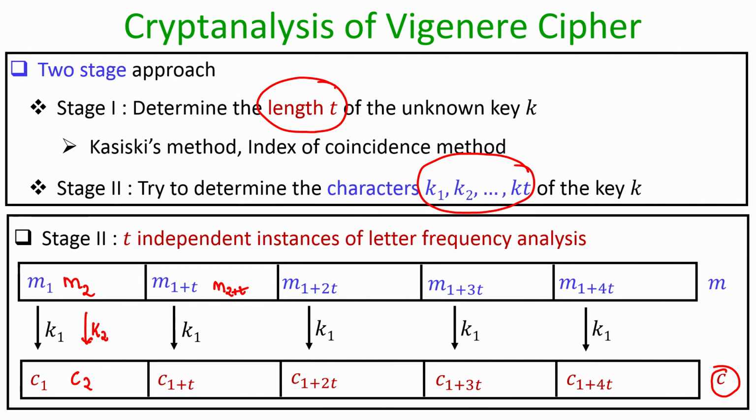That means, from the viewpoint of the attacker, it can just separate out and form t independent streams of ciphertext characters, and then perform a frequency analysis on each of these independent streams. If we assume that the plaintext and the corresponding ciphertext are sufficiently long, then by performing frequency analysis on these t independent streams, the adversary could easily recover the unknown characters of the key, and hence the complete key. So, that is an interesting method to do the cryptanalysis of Vigenere cipher.